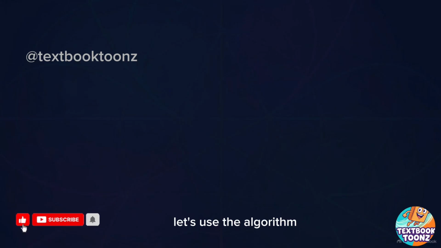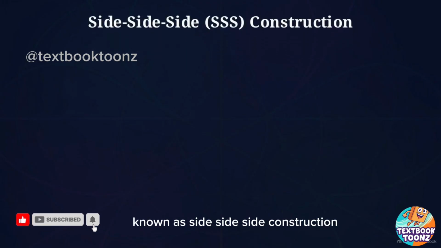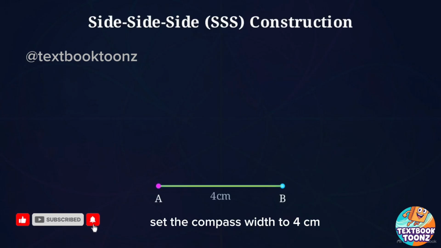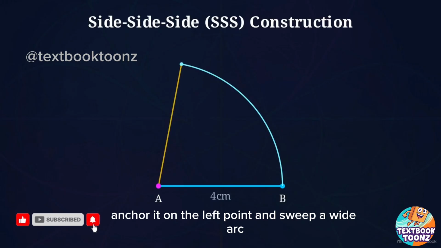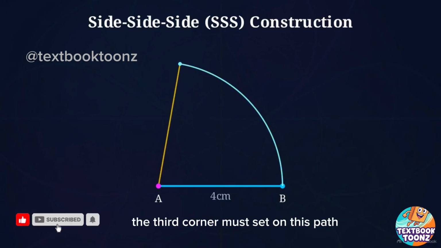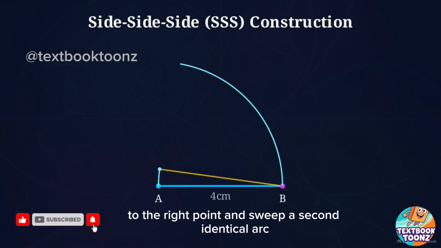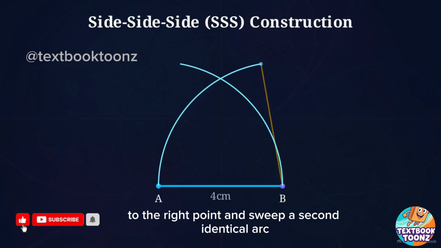Let's use the algorithm known as side-side-side construction, starting with our foundational 4-centimeter base. Set the compass width to 4 centimeters. Anchor it on the left point, and sweep a wide arc. The third corner must sit on this path. Next, without changing the width, move the compass to the right point and sweep a second identical arc.